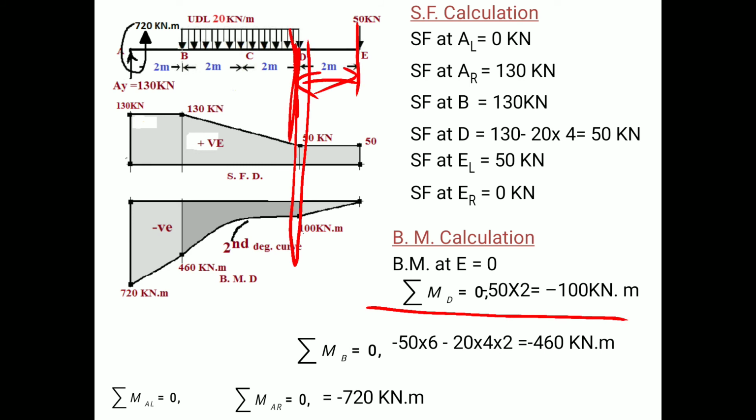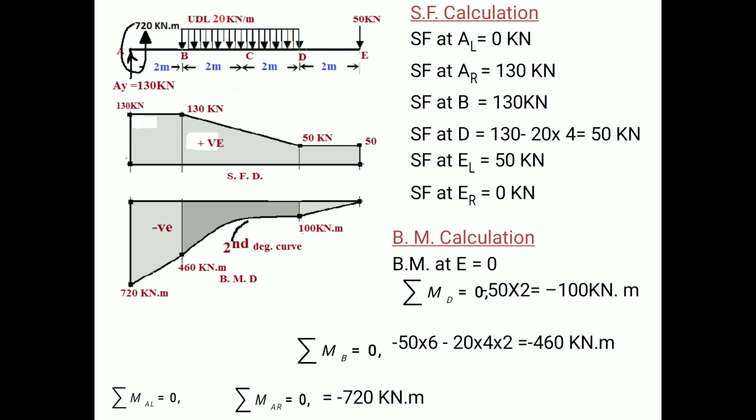As per the sign convention we have discussed in the previous video, we have hogging bending moment. Therefore, our value is minus 50 into 2. So it will become minus 100 kilonewton meter.